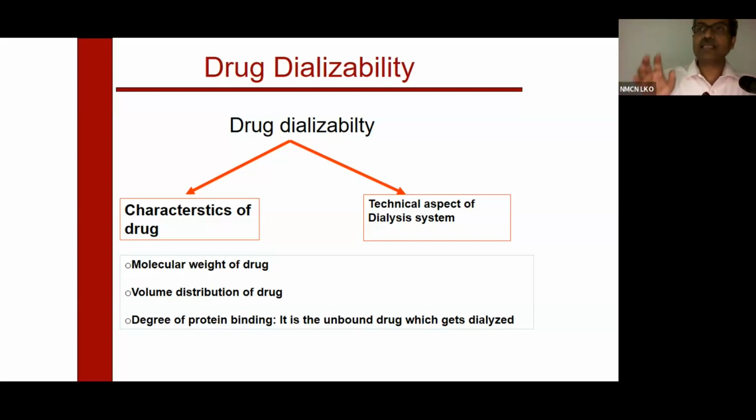But some of the drugs, like the aminoglycosides, are water soluble. So even a single session of dialysis will clear off all of the antibiotic. So in that group of patients, if the patient is on an aminoglycoside, amikacin kind of drug, that needs to be replaced after dialysis. So we should always keep that in mind. What is the property of that drug?